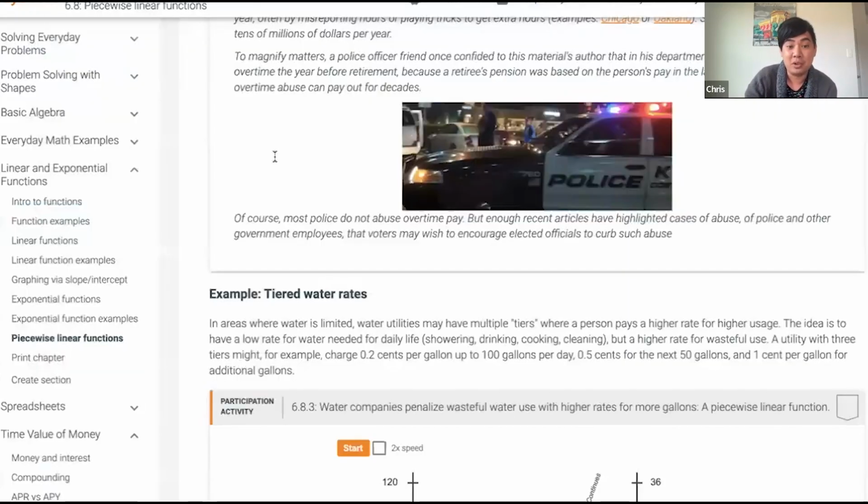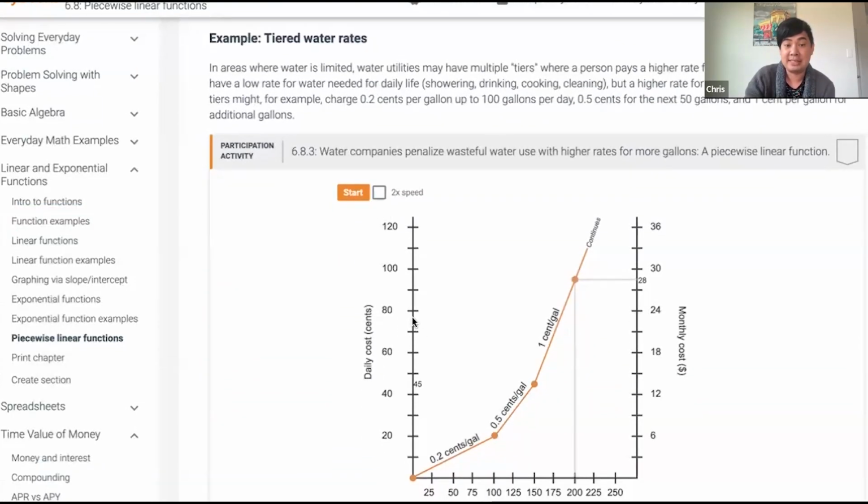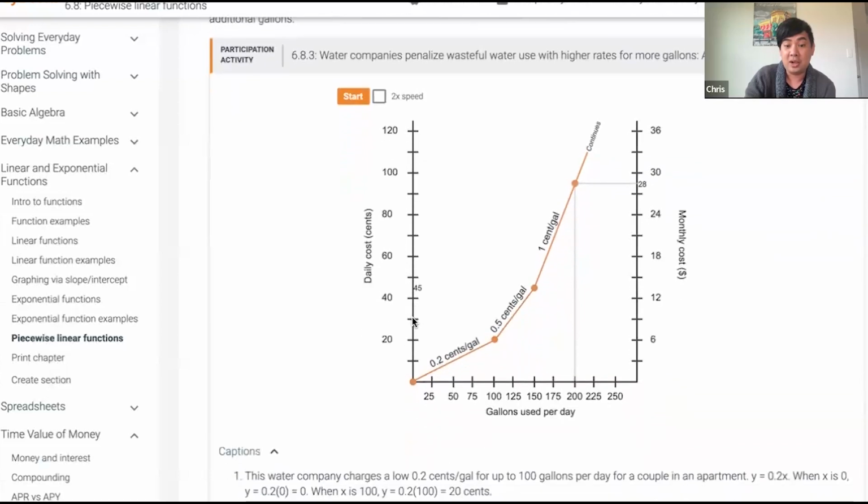As an example, let's say that we're looking at tiered water rates. And we have this complicated graph where you have pieces of functions. You have one piece right here, another piece, and another piece. Looking at this, what are the important pieces of information that we need to get?